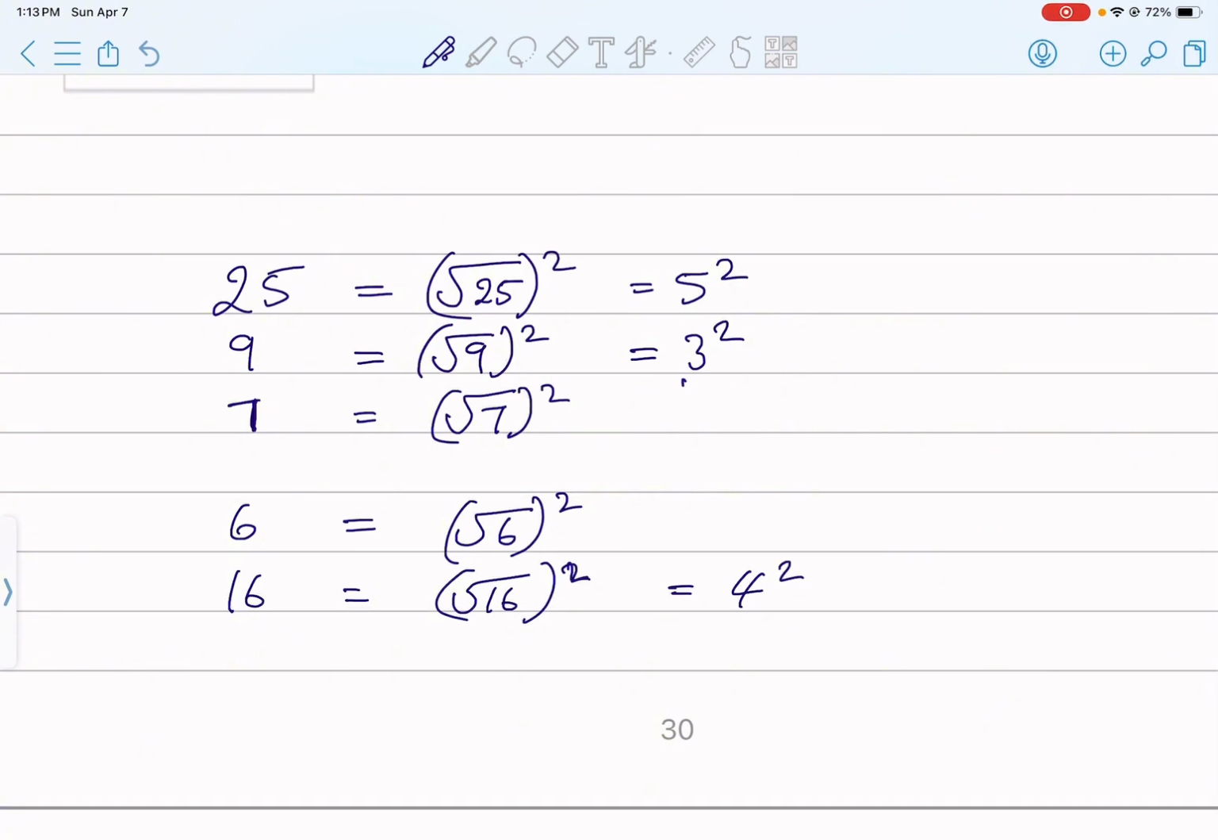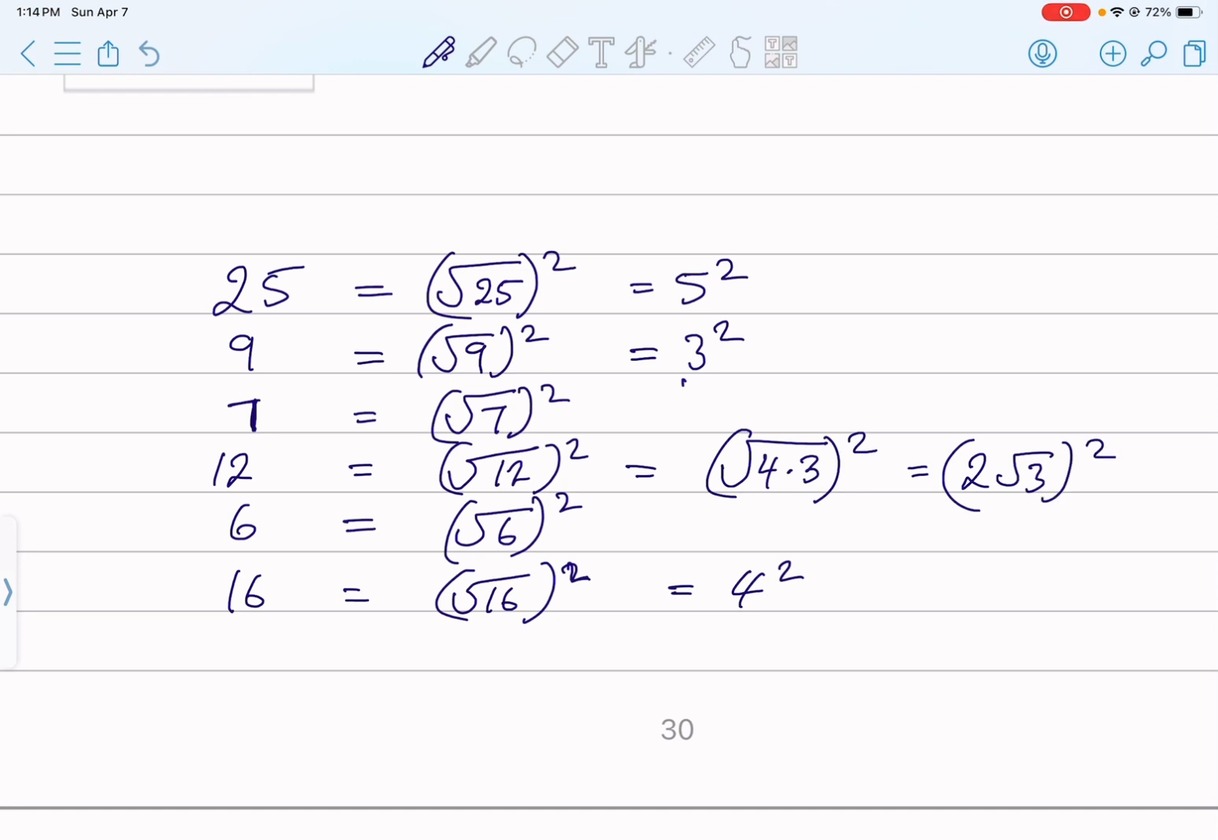And sometimes, let me show you this. Let's say it's 12. The square root of 12, squared. But we can simplify the square root of 12 to the square root of 4 times 3. Is 4 a perfect square? Yes. So this becomes 2 square root of 3, squared. That's how you do it for that one. So in places where you can simplify a square root, you simplify it, if there's a perfect square that can go into it.